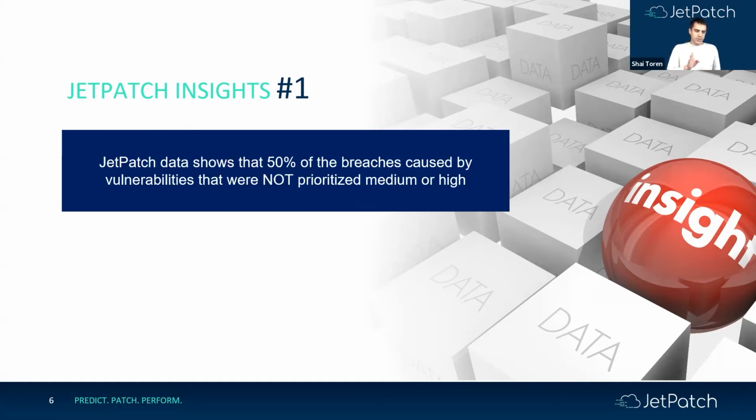You're using a vulnerability scanner. The vulnerability scanner provides you with prioritization, and you work according to this prioritization. You work on the ones that are marked as high. You work on the ones that are defined as critical and important for your organization. Yet 50% of the breaches were not caused by vulnerabilities that were prioritized as such.